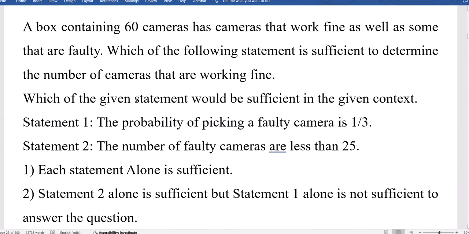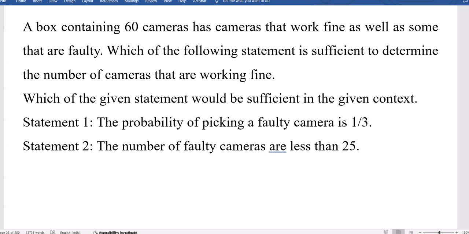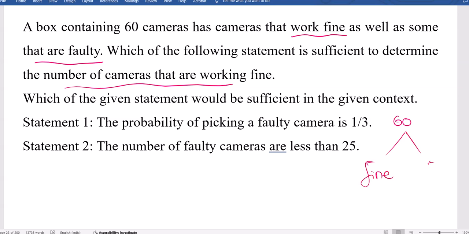Now what about this question? Data sufficiency, a probability related question. Good question. Anyhow, you people know the options: one alone, two alone, each statement alone. I'm not showing that now. You just see this question. A box contains 60 cameras. Some are working fine, some are faulty. The question is which of the following statements is sufficient to determine the number of cameras working fine. Out of 60 cameras, some are fine and some are faulty. The question is how many are fine. If you know the faulty ones, you can find how many are fine also. Together it is 60. Now one alone, two alone, together not sufficient.